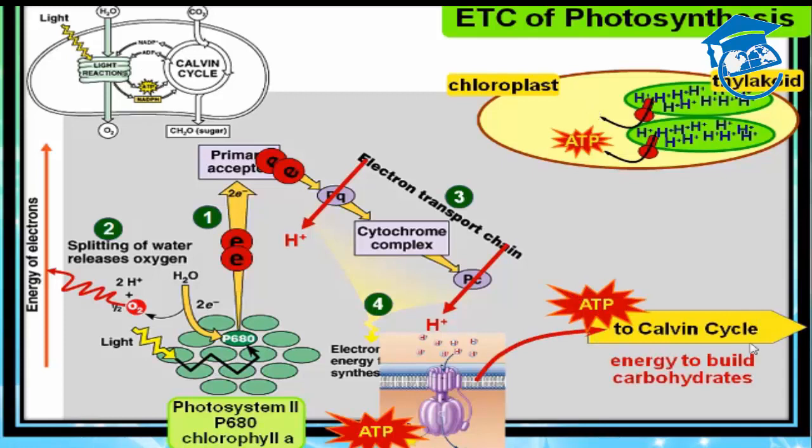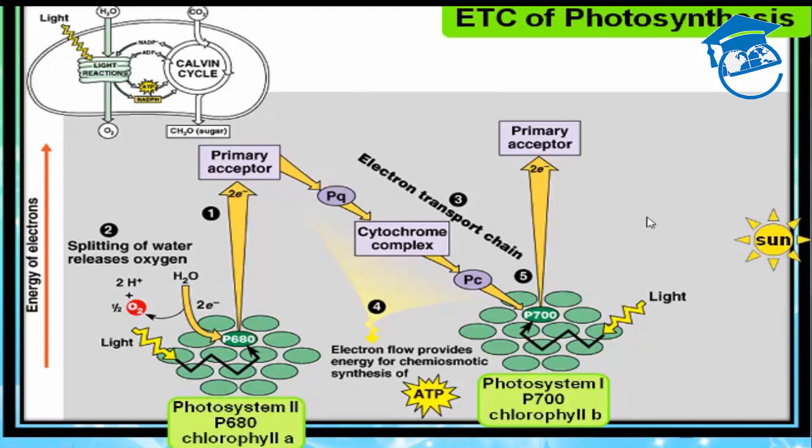This ATP goes to the Calvin cycle to build carbohydrates, students. So now I hope it is clear to you how ATP is linked to the Calvin cycle, because it has to build carbohydrates. Okay, now let's see how it is.